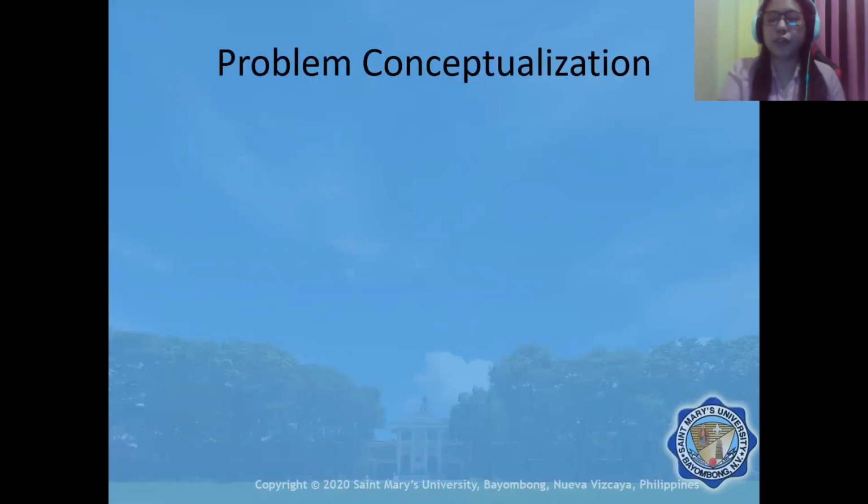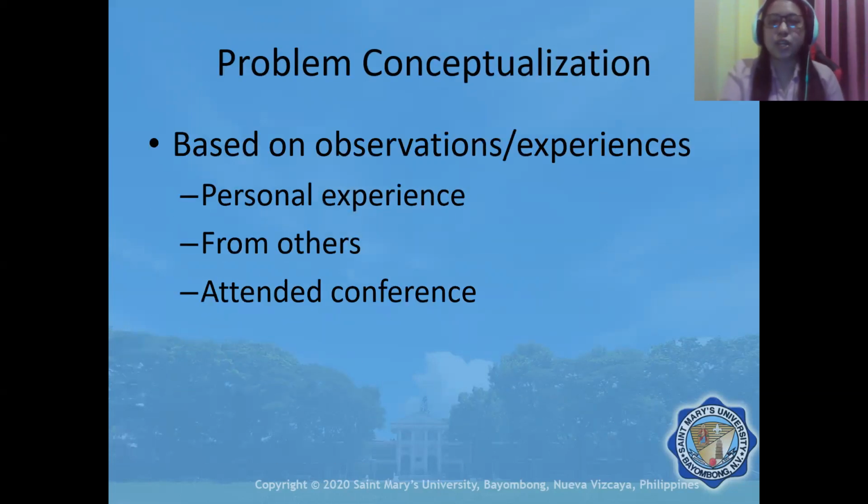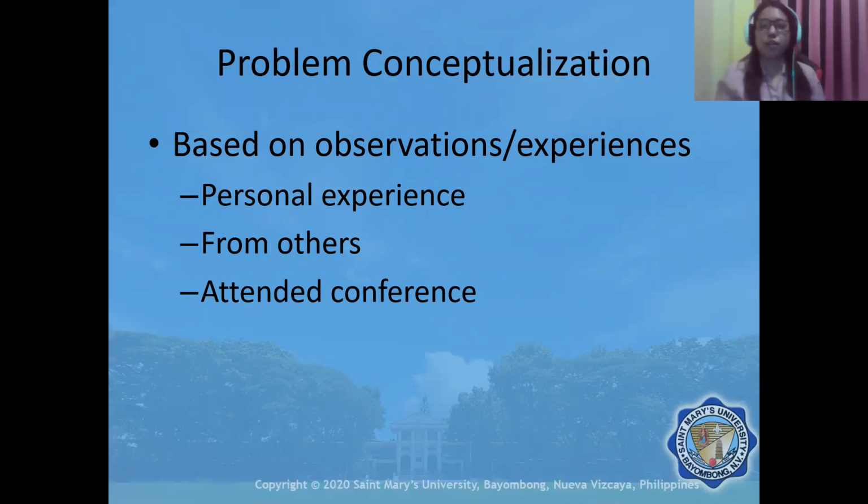Okay, so let us move to the first step. The first step is the problem conceptualization. This is the stage wherein you do not have yet your problem or your initial topic and you have to come up with one. So how will you do that? Problems can actually be obtained based on what you observe, or from your own experience. What are your personal experiences? What problems did you encounter that you want to solve? Or it can also be from the experience of others, or the problems encountered by others.